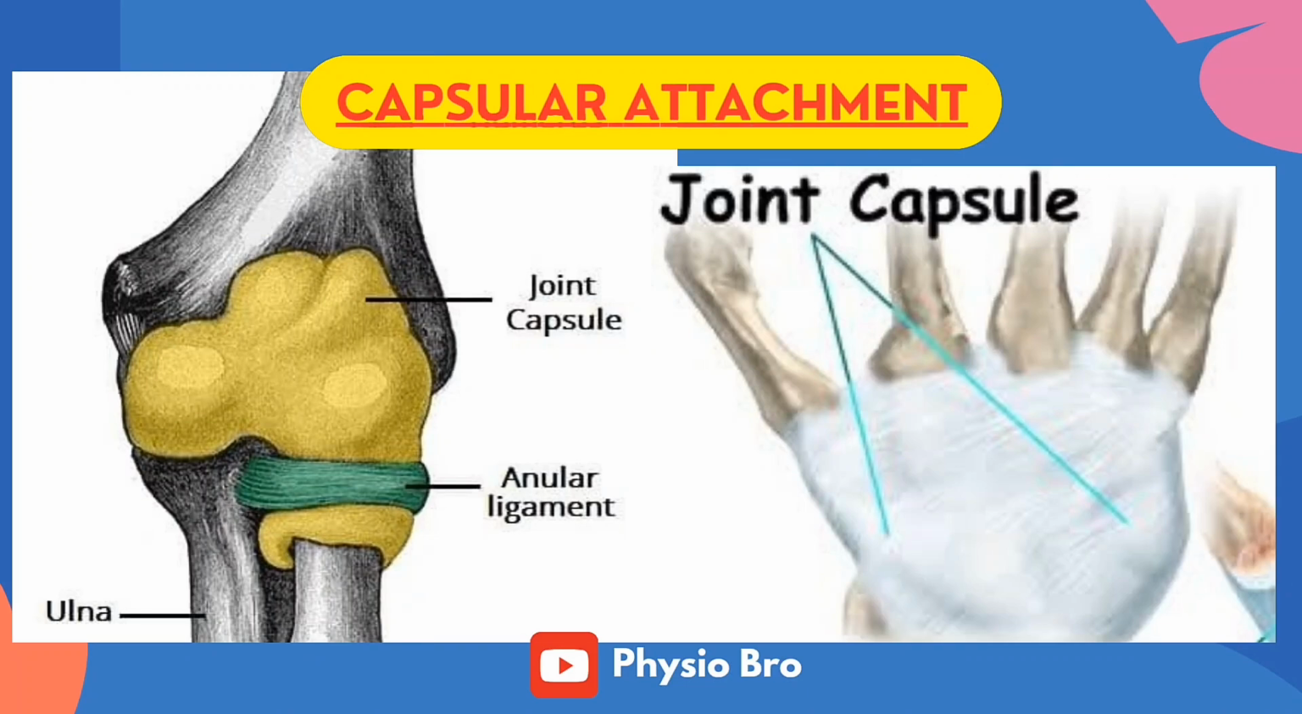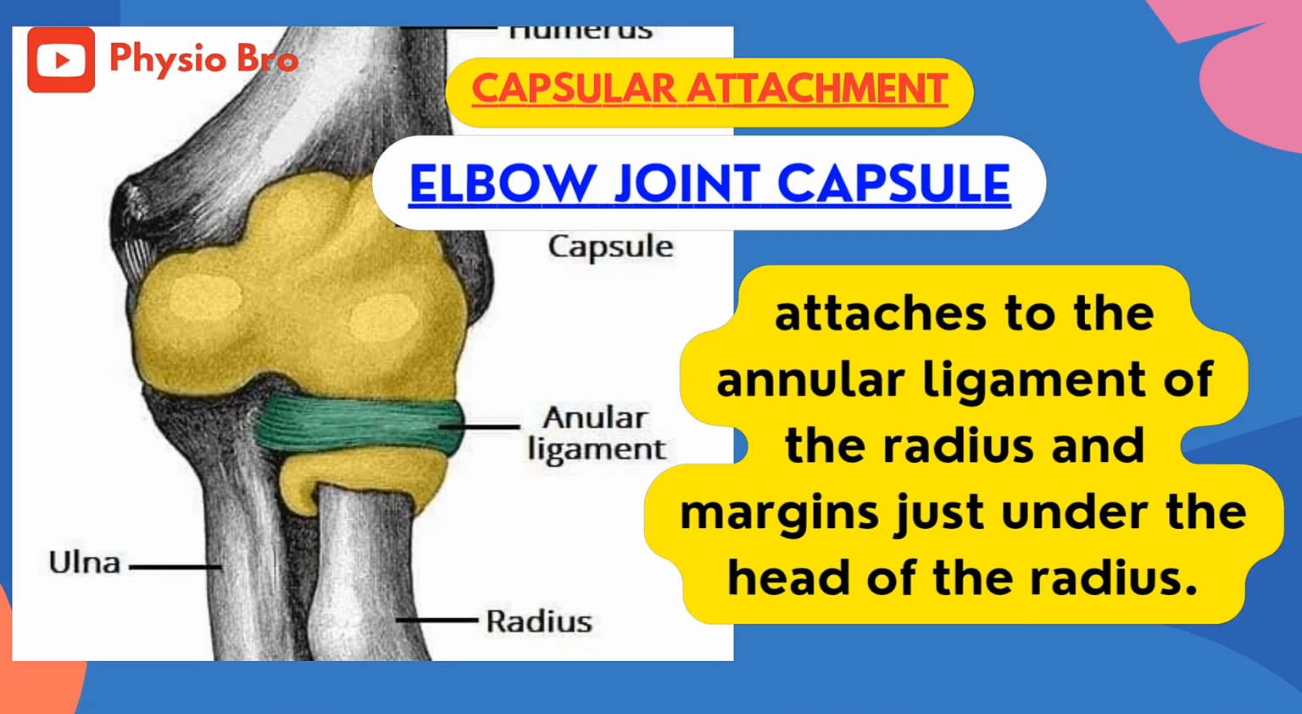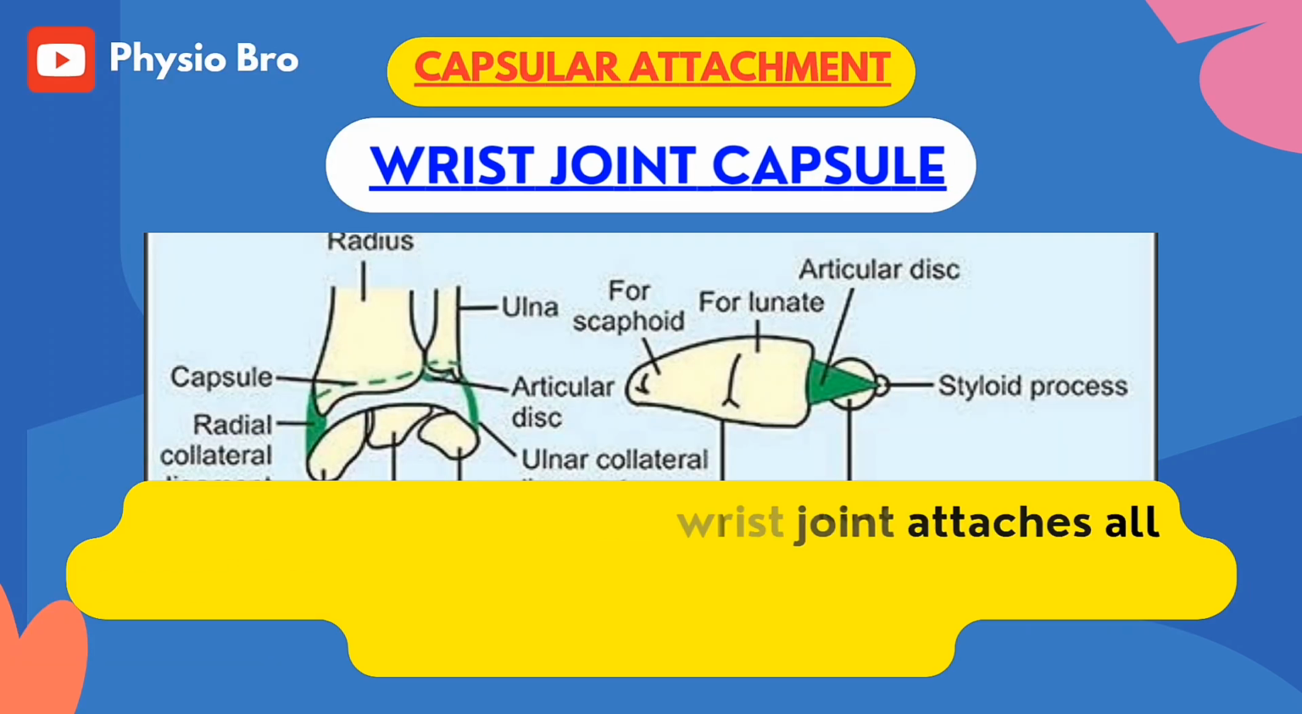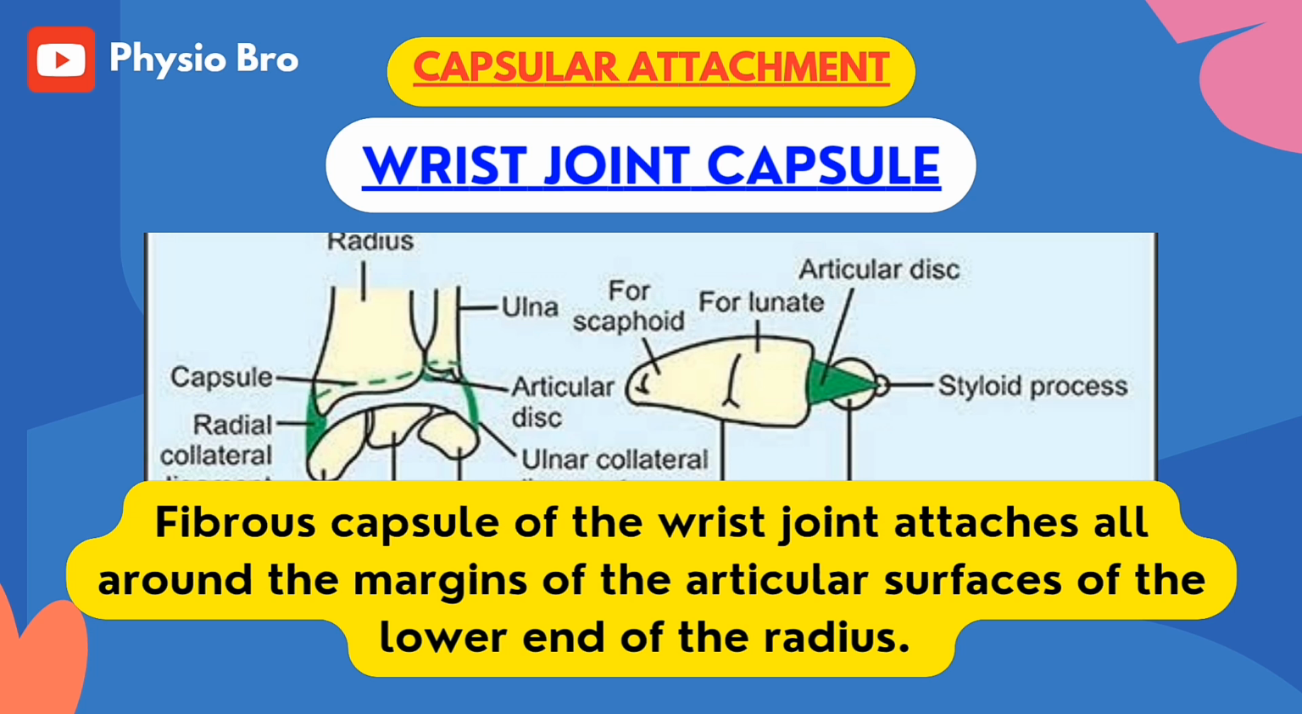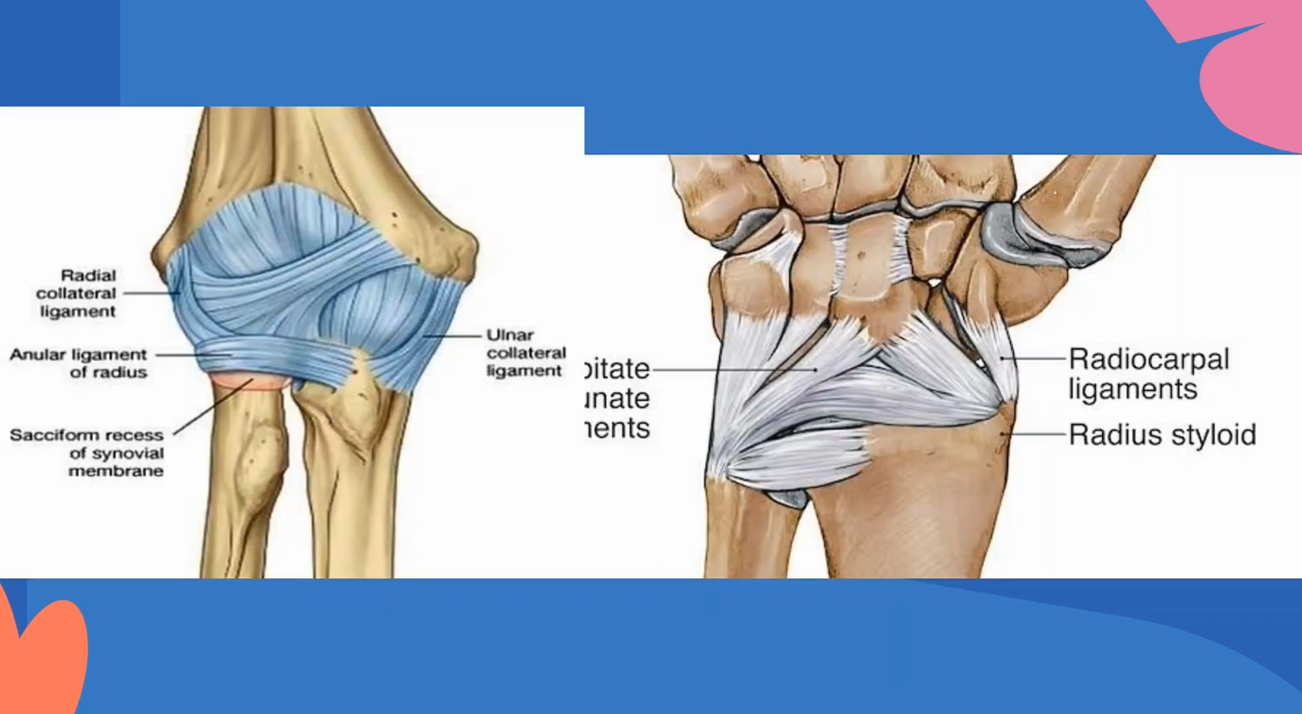Capsular attachments of the radius. Fibrous capsule of the elbow joint attaches to the annular ligament of the radius and margins just under the head of the radius. Fibrous capsule of the wrist joint attaches all around the margins of the articular surfaces of the lower end of the radius.